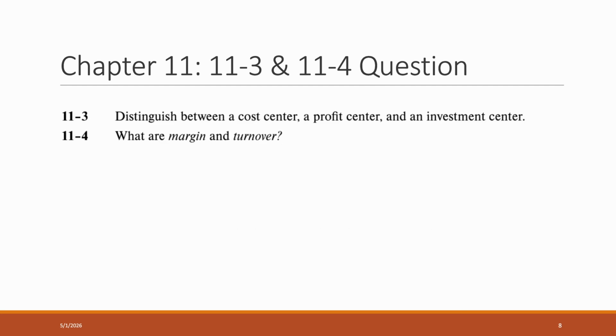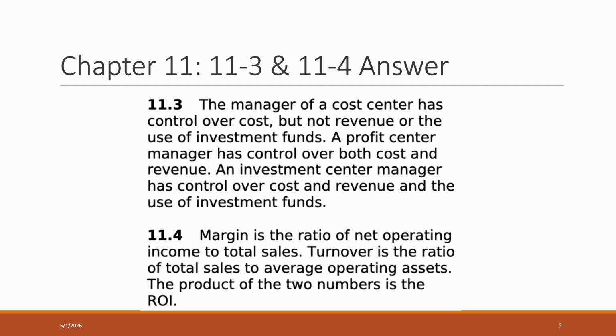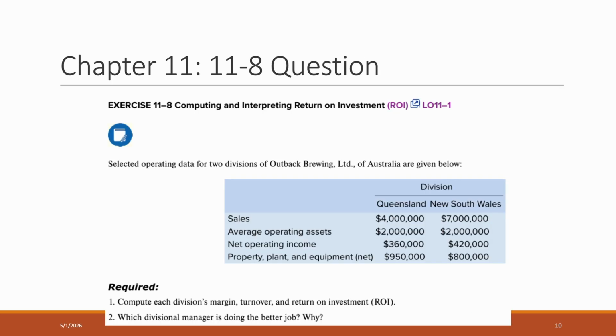11-4, what are margin and turnover? The margin is the ratio of net operating income to total sales. So it's important, I would definitely have that formula written down. And turnover is the ratio of total sales to average operating assets. The product of the two numbers is the ROI. So I would also have the formula for ROI written down, and we'll be looking more at ROI in our next question. 11-8, exercise 11-8.